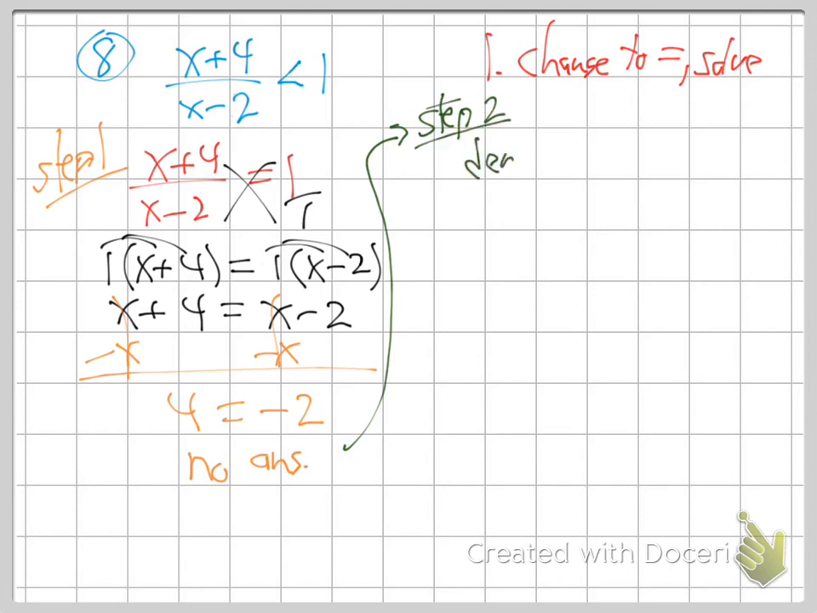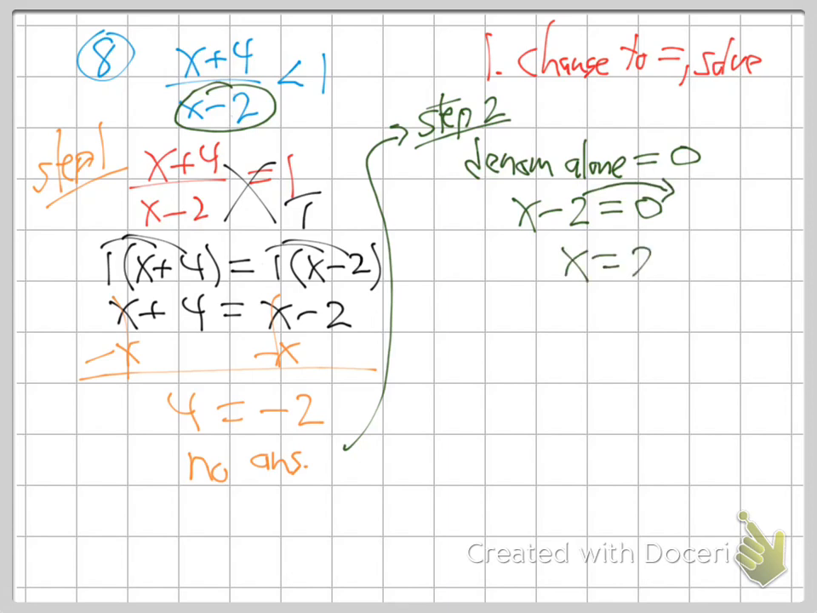Step 2 is denominator alone equals 0. So grab just the denominator, nothing else in all the world, just the denominator alone equals 0. So x is 2. So that's the only answer. We didn't get any answers out of step 1. So now the only answer we have is from step 2, x is 2. Now go to the number line, and we're only going to put the 2 on the number line.